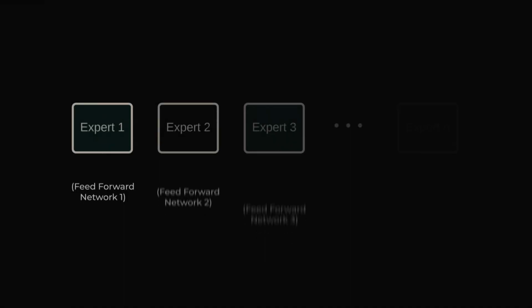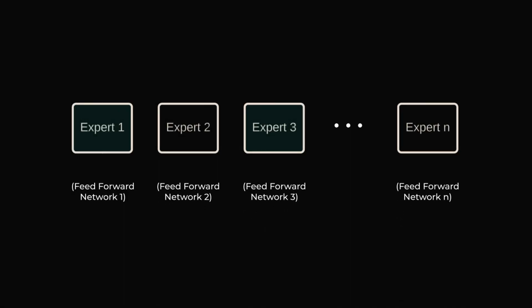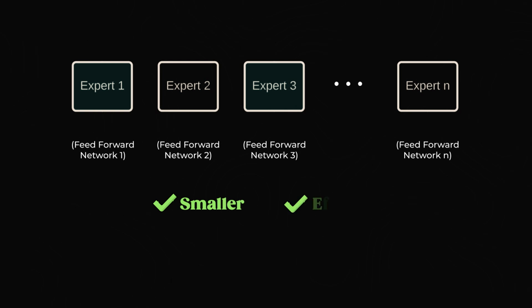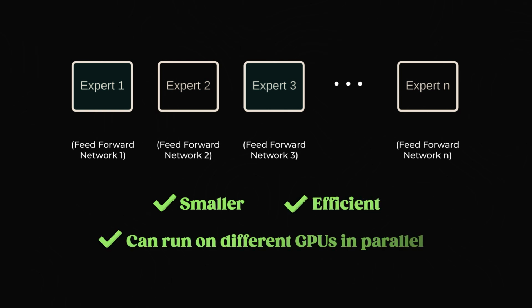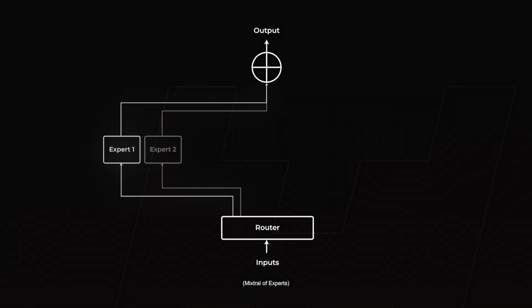This is where the mixture of experts, and even more specifically, the sparse mixture of experts, comes in. Our experts here are basically different feedforward networks instead of just one. That's it. This means they can be smaller and more efficient feedforward layers and run on different GPUs in parallel, yet have even more parameters in total. In the Mixtral case, it's 8 feedforward layers.